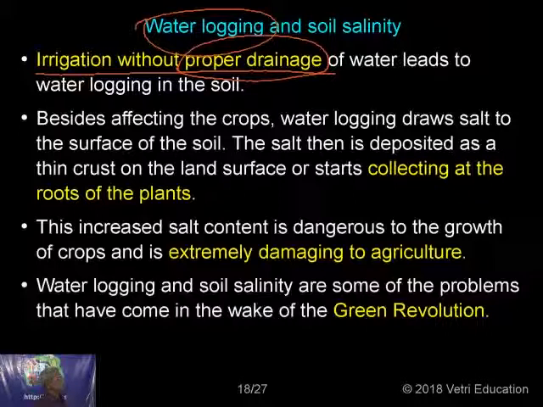Besides affecting the crops, waterlogging draws salt to the surface of the soil. The salt is then deposited as a thin crust on the land surface and starts collecting at the roots of the plants. Now, I hope you understand this problem.